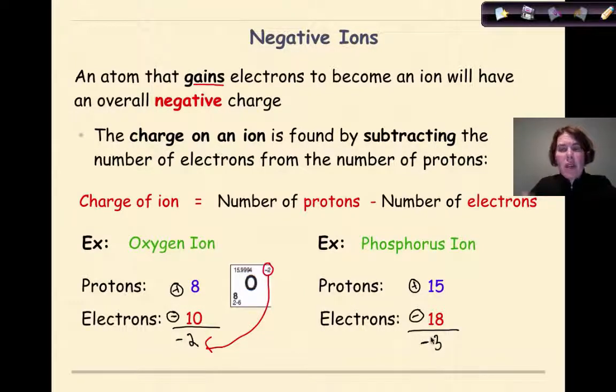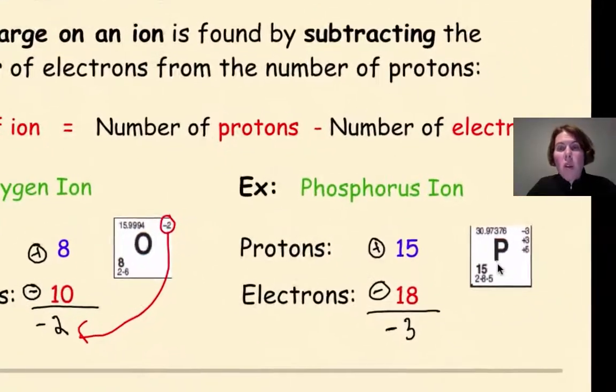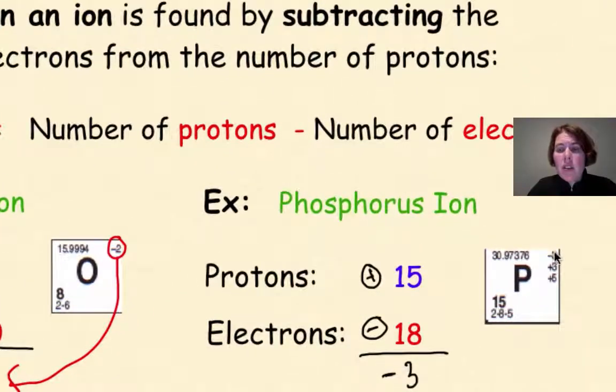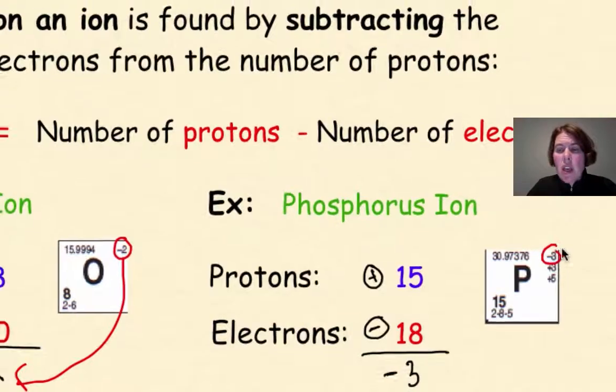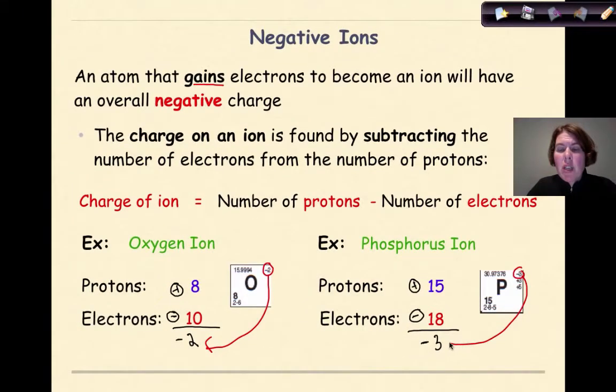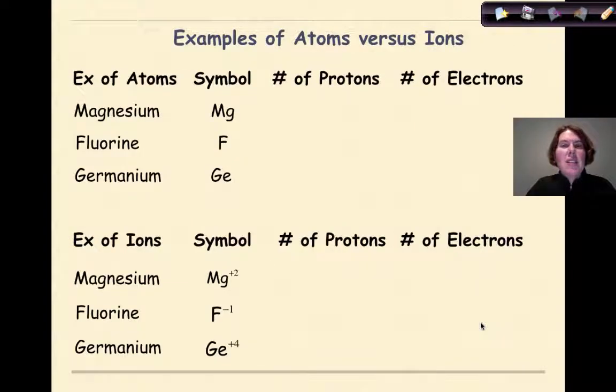And if I look at my symbol represented on my periodic table, I will notice that one of the charges listed for phosphorus is -3. So this is a possibility for phosphorus. Yes, there's other charges listed, but in terms of the information that I'm giving you in this example, my charge would be -3. So let's look at some examples of atoms versus ions.